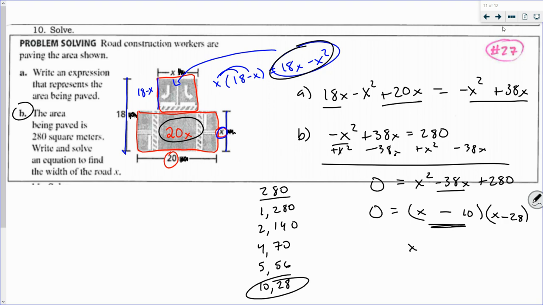This parentheses implies x equals 10. This parentheses implies x equals 28. We also had a discussion in class why this one is extraneous and this is our only right solution. Because if we tried to call this 28 meters, then how is this itty bitty side longer than this big side? We know that can't happen, so it can't be 28 and has to be 10.